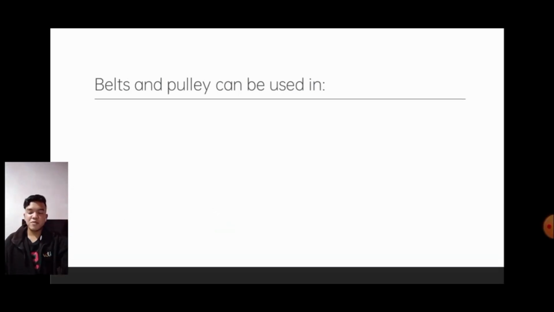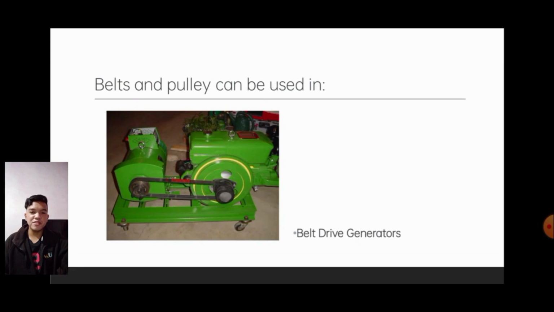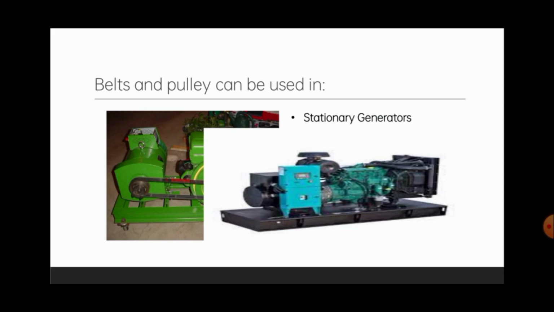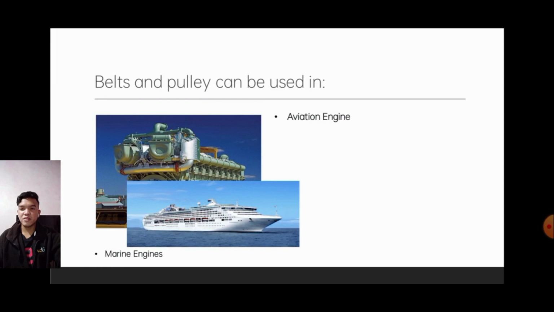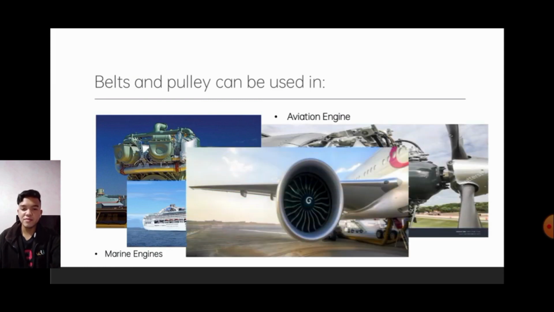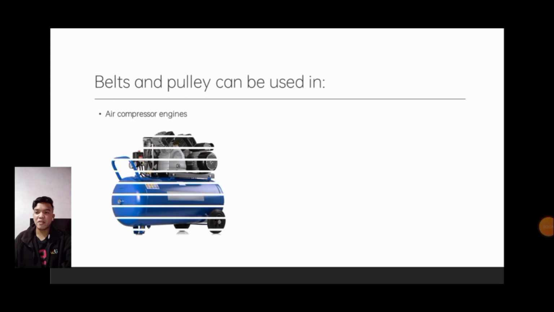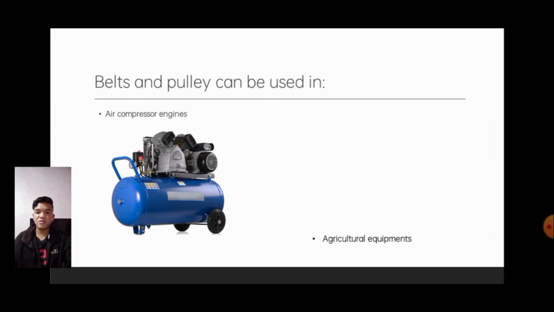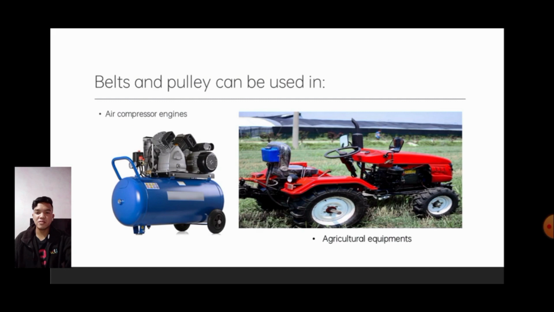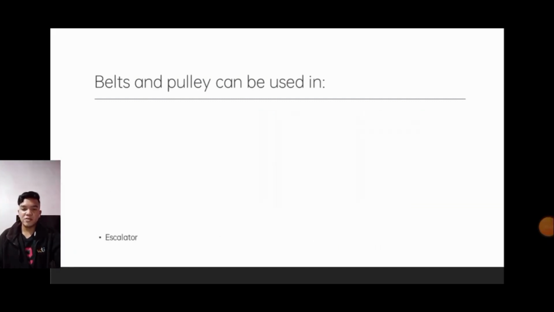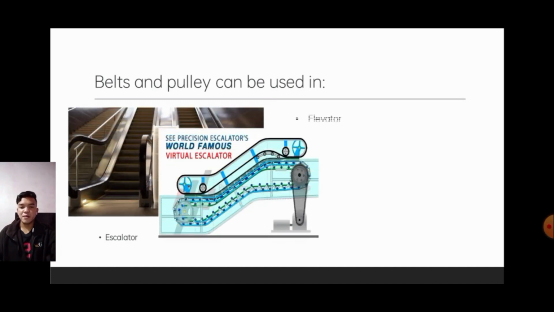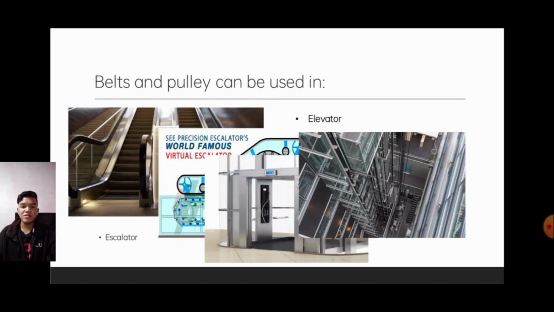Next, belt and pulley can be used in belt drive generators, not just belt drive generators but also stationary generators. Belt and pulley can be used in marine engines and also in aviation engines. Pulleys can also be used in air compressor engines and agricultural equipment such as tractors and water pumps. Belt and pulley can be used in escalators and elevators. Our escalators and elevators cannot function without the use of pulleys.